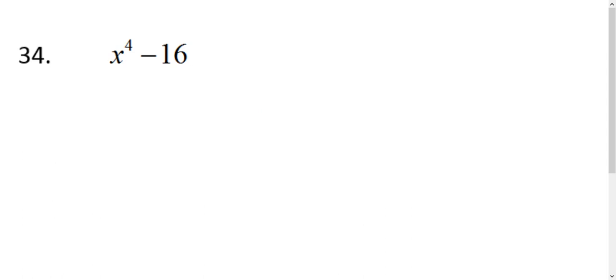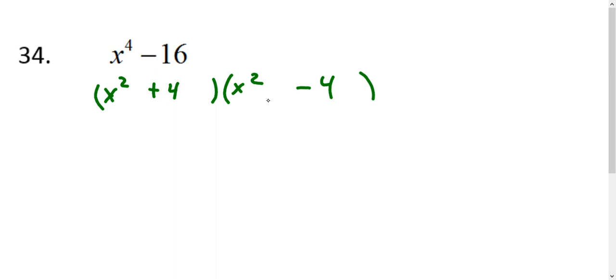The same pattern for this one, perfect square, so it goes to two parentheses that are conjugates. It goes to x squared, and then plus 4 and minus 4 for square roots. But there's one more. These are both still perfect squares.